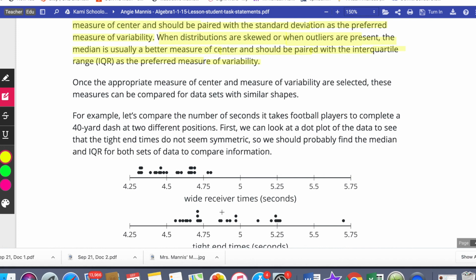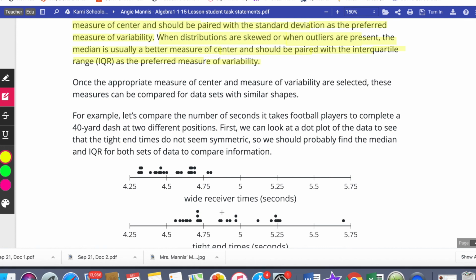Okay, why is the mean the preferred measure of center for symmetric distributions? Because the mean takes into account every individual piece of data, and so it more accurately represents the center of that data set.